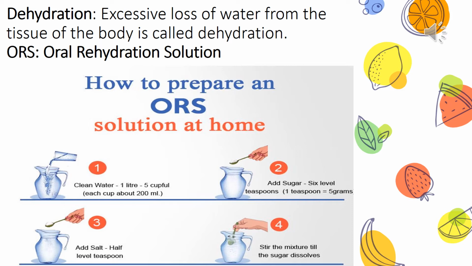Now let's see how it is prepared at home. What you have to do is take 1 liter of clean water. In that you need to add 6 level teaspoons of sugar, then half a spoon of salt, and you need to stir this mixture very well till the sugar gets dissolved. Now this is your ORS solution prepared at home.